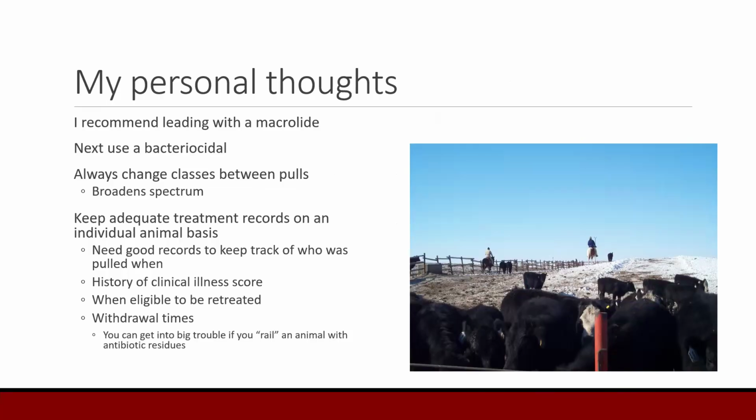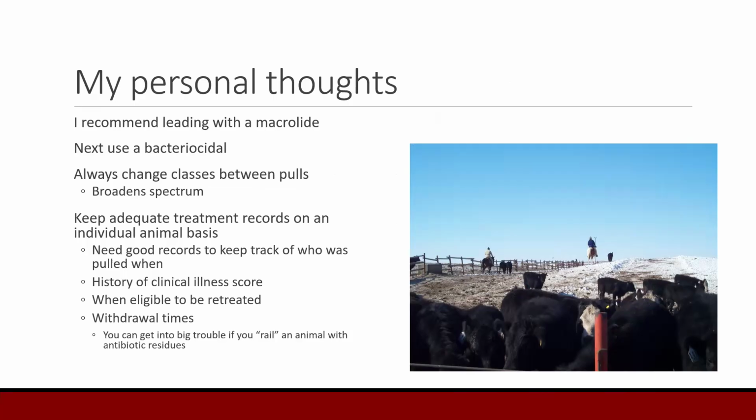Okay. My personal thoughts, always start with a macrolide, then use a bactericidal, and always change classes between pulls so that we can broaden our spectrum. You have to keep adequate treatment records on an individual basis because you need to know what was the last drug I gave them, and how many days until they're eligible to be treated again. Does that make sense? You can't do this off vibes, right?